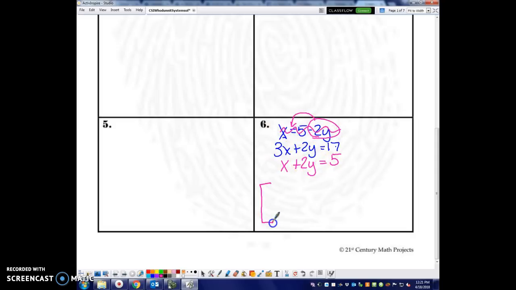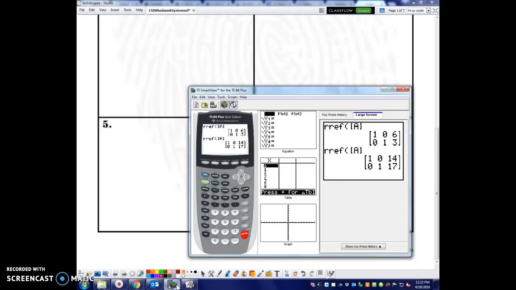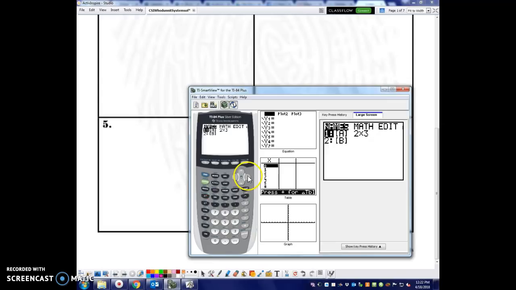So in our calculator, we're going to put, what's in front of x? 3. What's in front of y? 2. And then 17. What's in front of x? 1. What's in front of y? 2. And 5. Okay, so we're going to type that into matrix. Second, matrix. Over to edit. It must be a 2 by 3.